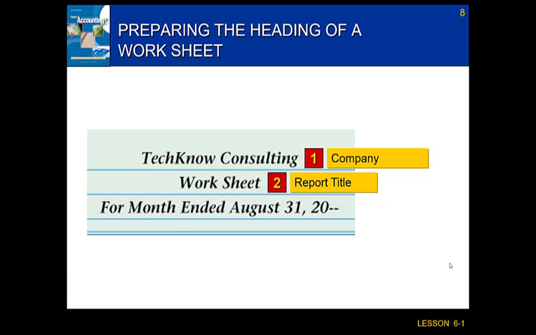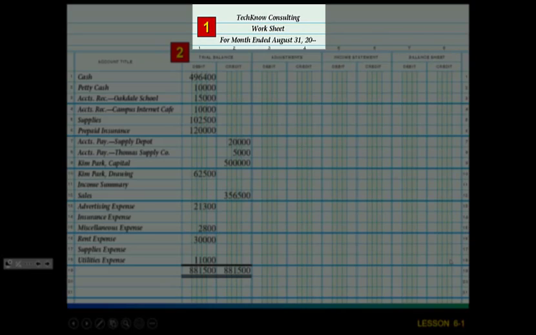I know that seems pretty obvious, but it should not be confused with the balance sheet or the income statement, which will also have the same type of heading. The last thing in our heading is the time period, that fiscal time period. So this says for the month ended August 31st. So that's the first part of our worksheet, that heading bit.